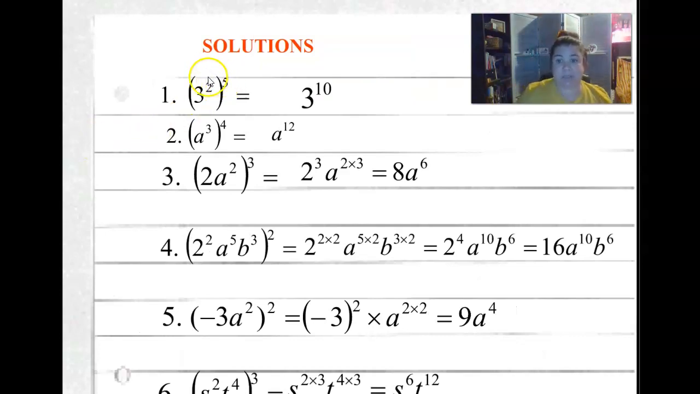Okay, remember, this is just multiplication. 5 times 2 is 10. So it's 3 to the 10th power. And then you can figure that out: 3 times 3 times 3 times 3 times 3 times 3 times 3 times 3 times 3 times 3. That's a lot if you want to.